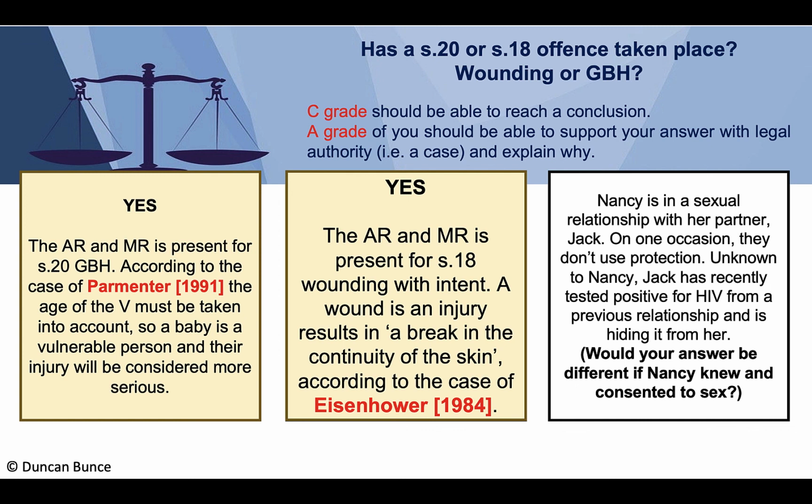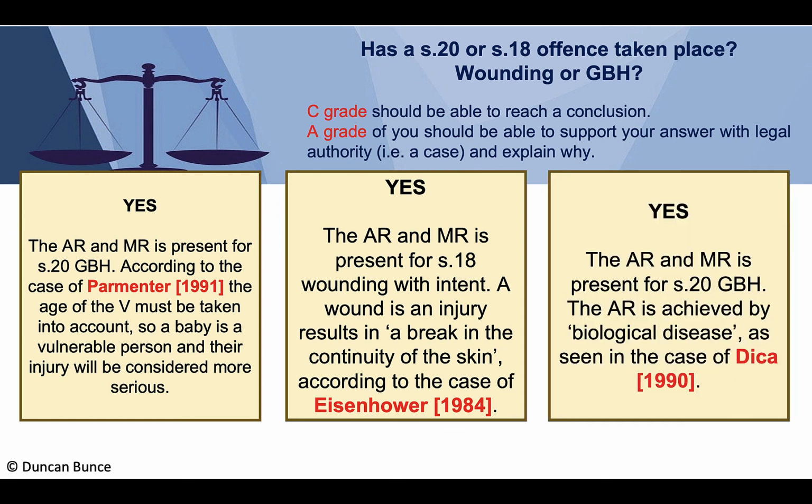Whether or not it's going to be section 20 or 18 depends on the mens rea. Has he intentionally infected her to cause her GBH? Or has he simply been, maybe you could say, reckless in this instance? That would make it section 20. Either way, for you to decide and argue. And if she consented, well, in law, as I said before, you cannot consent to GBH, so it would be irrelevant even if Nancy knew about it. So I put here, yes, it's present for section 20. I felt it was more a recklessness argument in that instance.